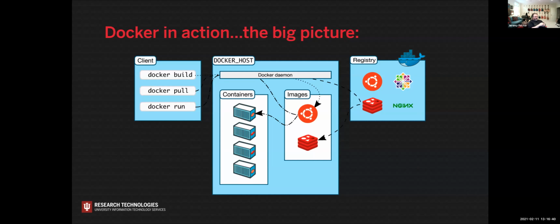But it's a very key concept, images versus containers. Images are a read-only template for creating a Docker container. It's basically a snapshot of a container. Containers are the runnable instance of an image.